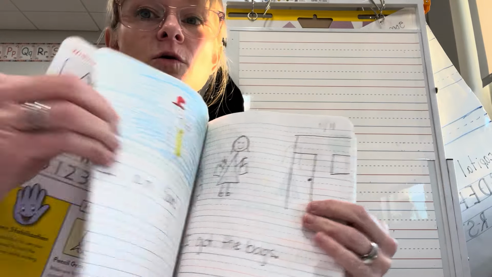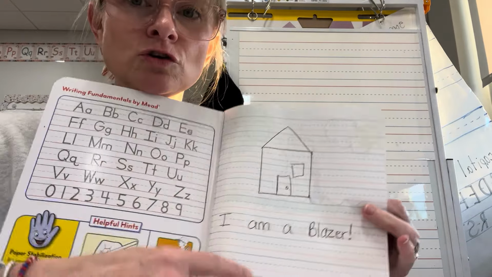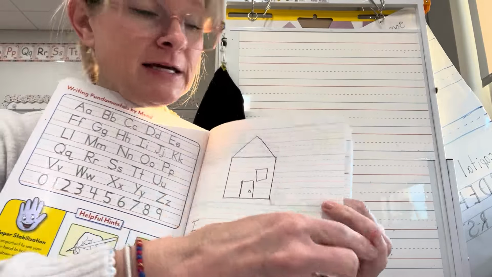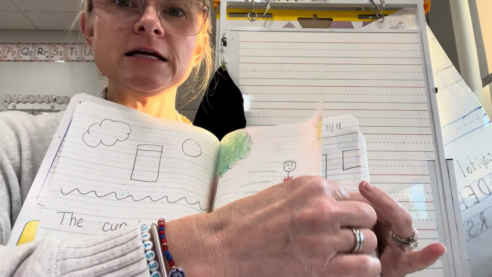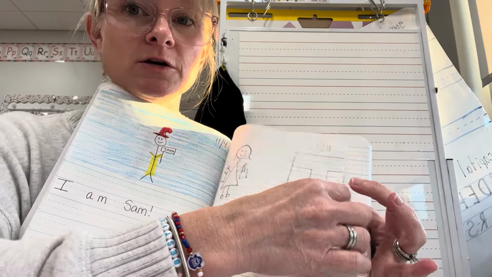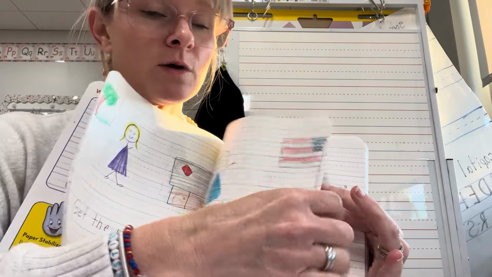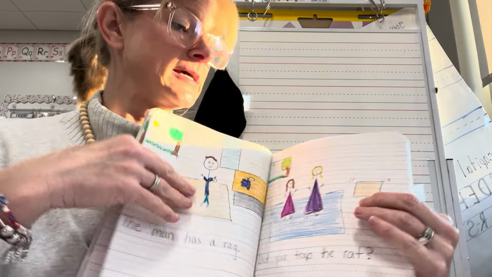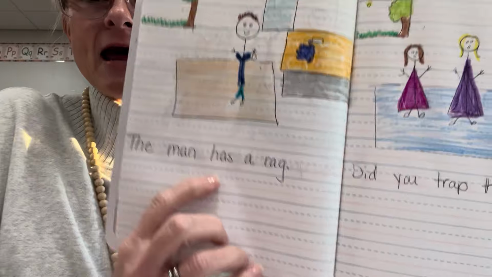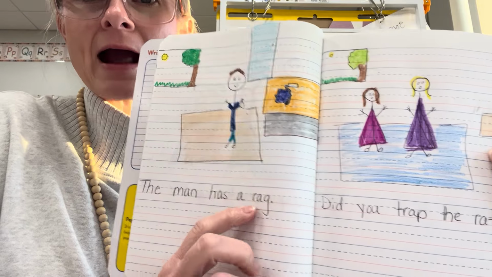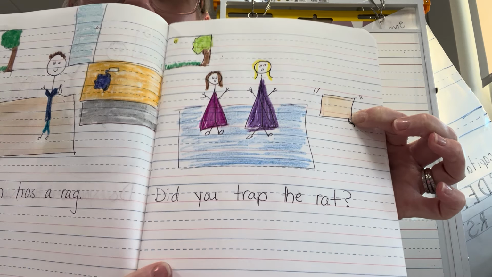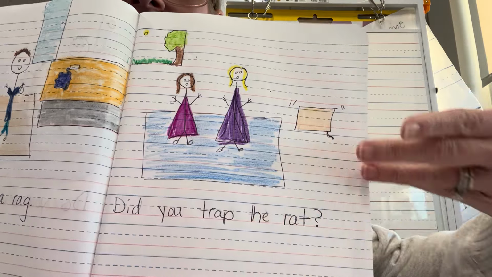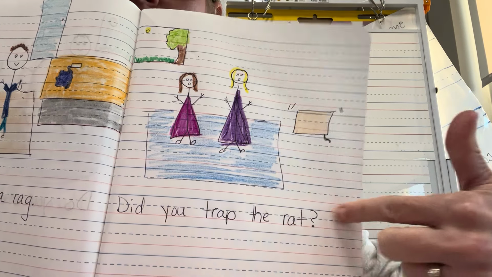See, all of mine are in order. You can see from the very first journal that we did, I am a blazer. Each one is on each page. So the last journal that we did was the man has a rag. Today we're going to do, did you trap the rat? So this is what it should look like at the end. Notice my sentence is all on one line.